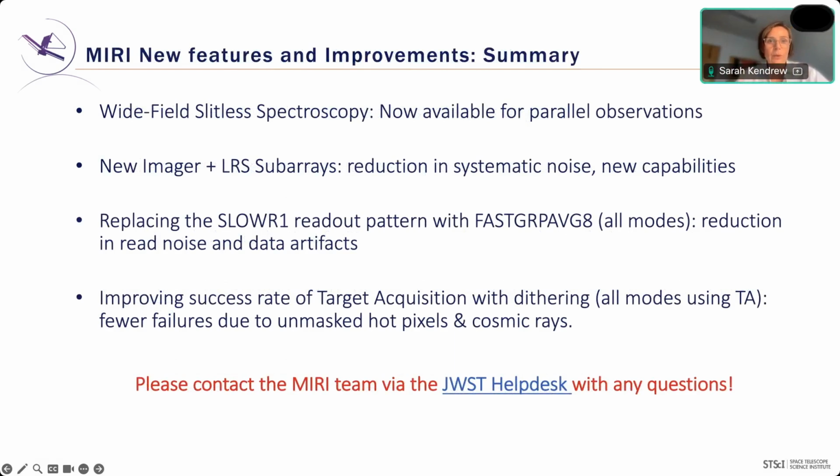Wide field spectroscopy will be available in parallel from Cycle 6. We have a whole set of new subarrays that will give better data quality and, for the LRS in particular, open up some new capabilities. We will have the fast group average 8 readout pattern available for science, which will give much improved readout noise performance and no longer give these problematic switching thermal artifacts, and then hopefully improve the success rate of target acquisition a little with the dithering.